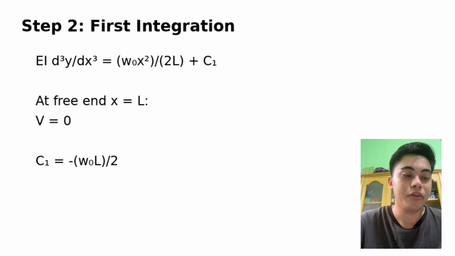Now we integrate the equation once to obtain the shear equation. EI d³y over dx³ is equal to W sub 0 times x squared over 2L plus C1.